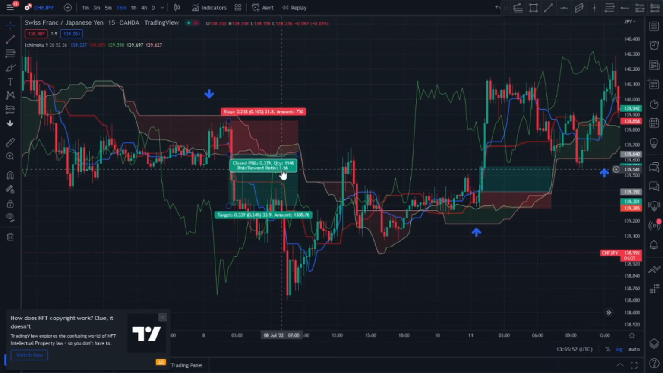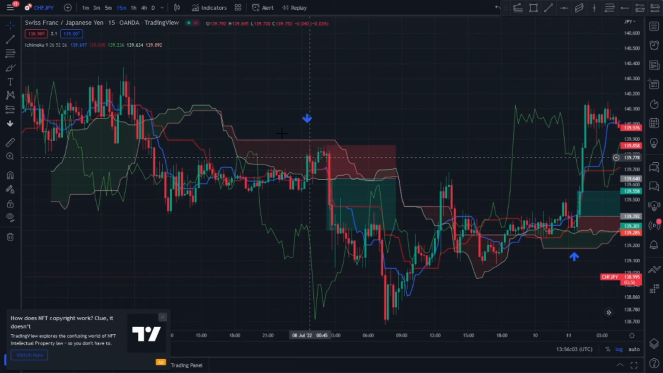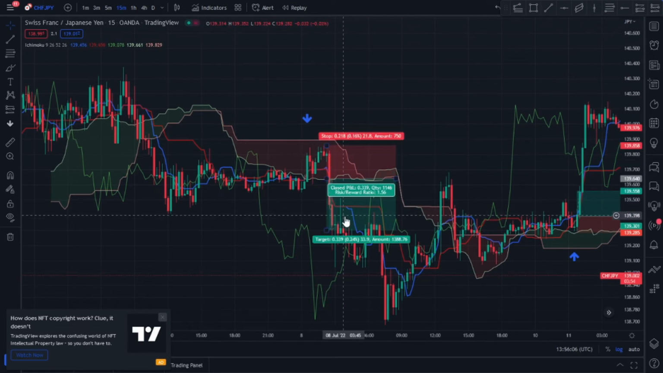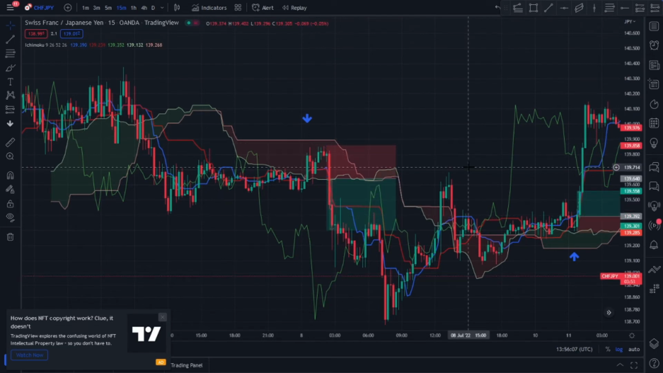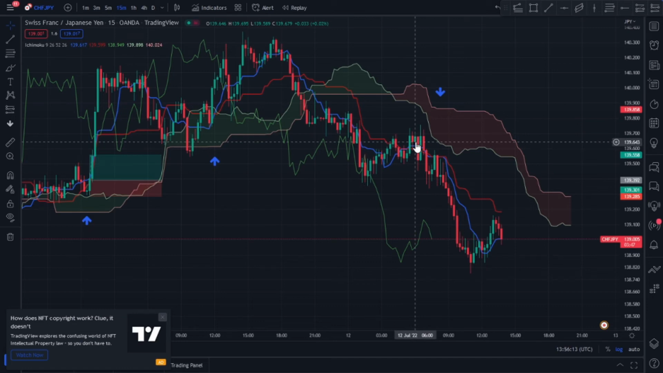As you can see, in this situation, the Ichimoku cloud is red and thick, so it has more power and is strong and prevents the price from moving upwards. And the price is lower than the Ichimoku cloud. These situations indicate that the price will move down.